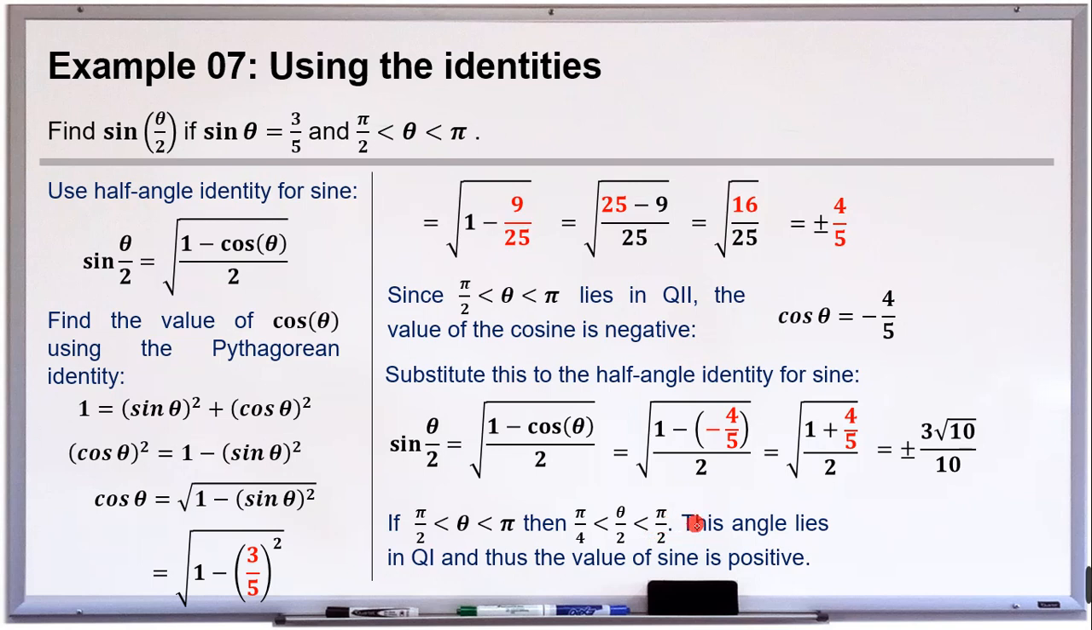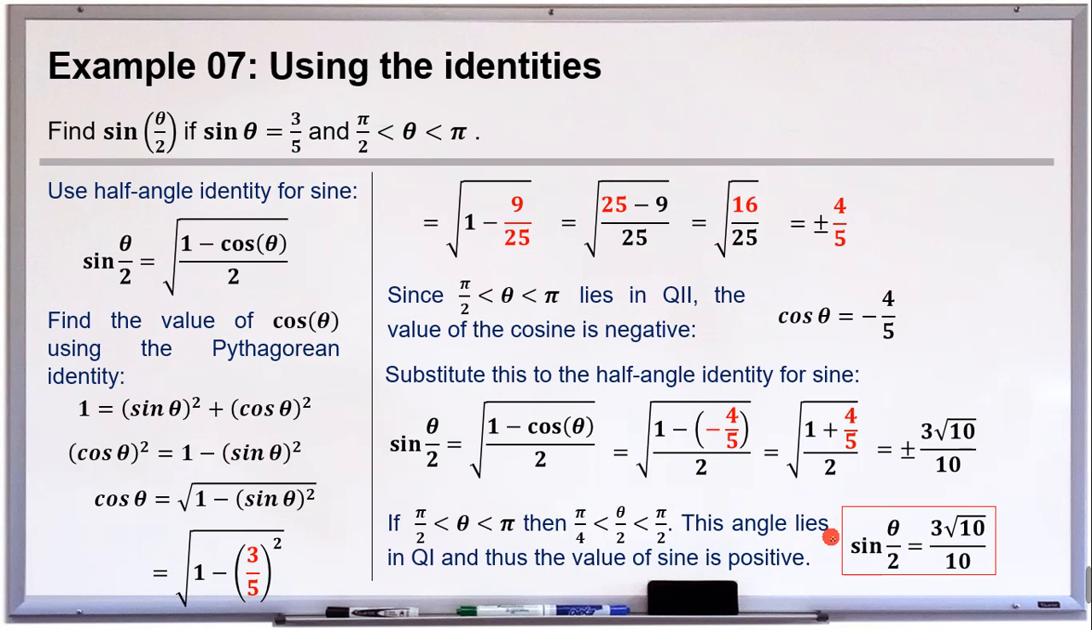So this angle surely lies in the first quadrant. Therefore, the value of sine in the first quadrant is always positive. That is why we will use the positive answer for the sine of the half angle, and that is the positive 3 square root of 10 all over 10. So this is our final answer.